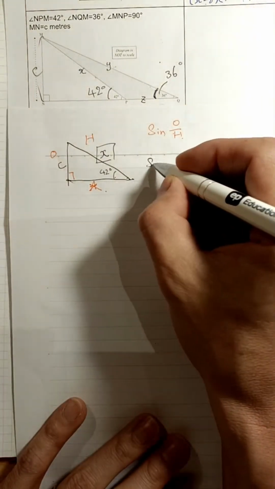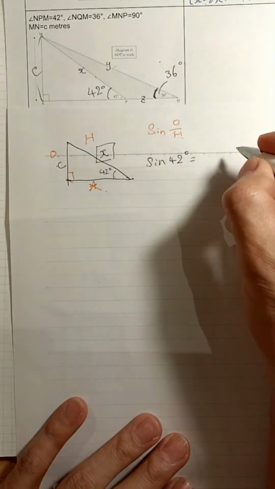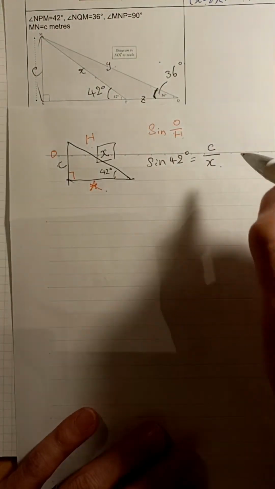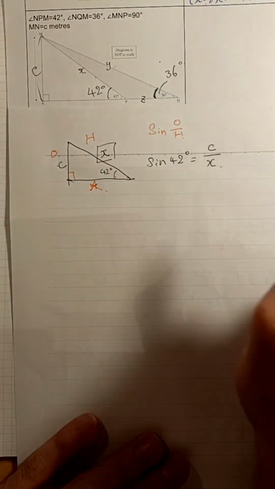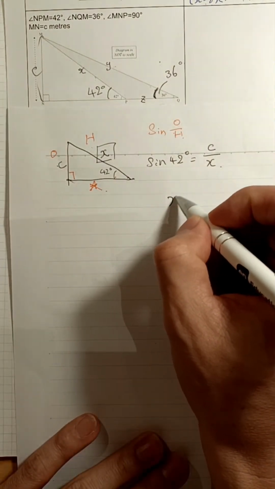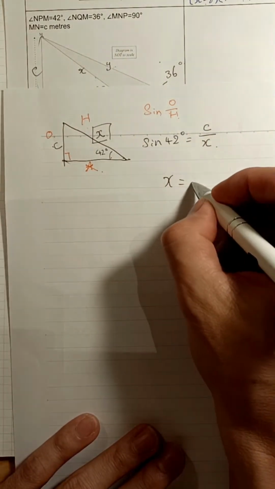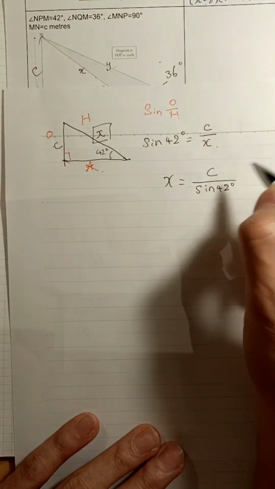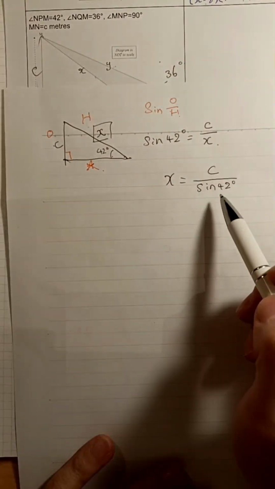So sine 42 degrees is O over H, where O is C and H is X. Then we need to figure out this length in terms of C, which means we need to figure out X equals something. I'll just tell you the answer for this one now, and then I will explain the reason why. Right, so the X value is C over sine 42.